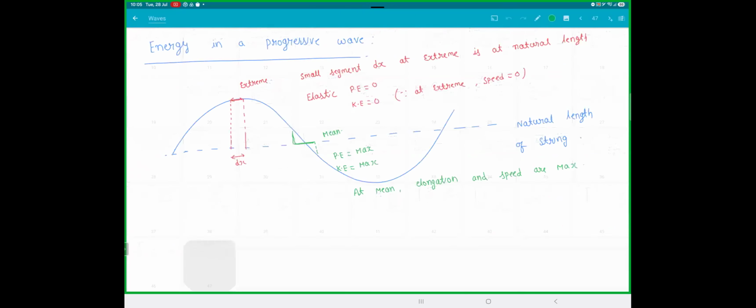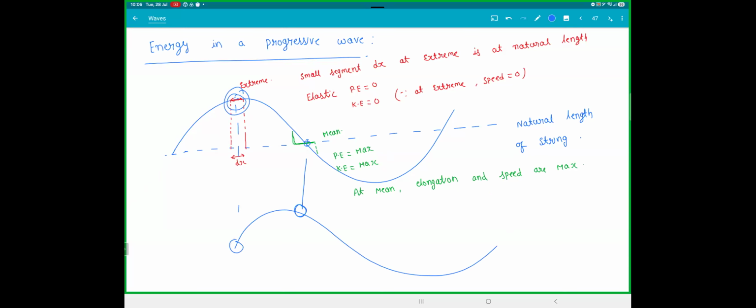So what is happening here exactly? See, next moment, what will happen? This wave will come down like this. As it goes forward, after some time, it will become like this. Now see what happened. This position at the extreme has come to the mean position. The particle at the mean position has gone to the extreme. So this particle energy becomes maximum. This particle energy becomes 0.